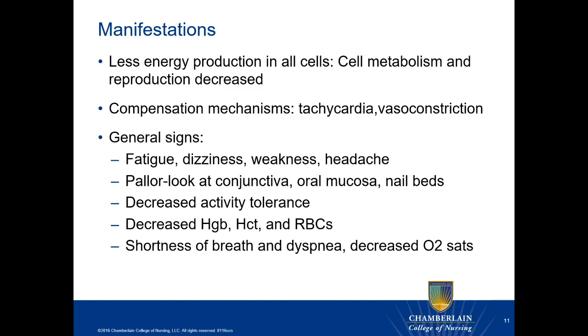The manifestations include less energy production in all the cells; cell metabolism and reproduction are decreased; compensation mechanisms occur. The primary compensation mechanism that you may see, at least in part, is that the heart speeds up. The heart says, hey, wait, you need blood, I'm going to get you more. Speeds up to meet the need. Vasoconstriction does the same thing. There will be vasoconstriction of the non-essential organs so that the blood with oxygen is shunted to the more necessary parts of the body.